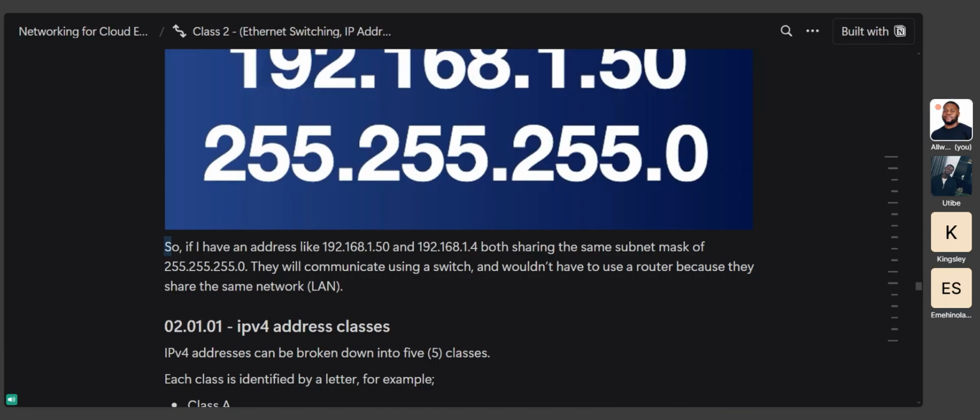I said, if I have an address like 192.168.1.50 and another address like 192.168.1.4, both sharing the same subnet mask of 255.255.255.0, they will communicate using a switch, and they wouldn't have to use a router to communicate. Why? Because they share the same network.